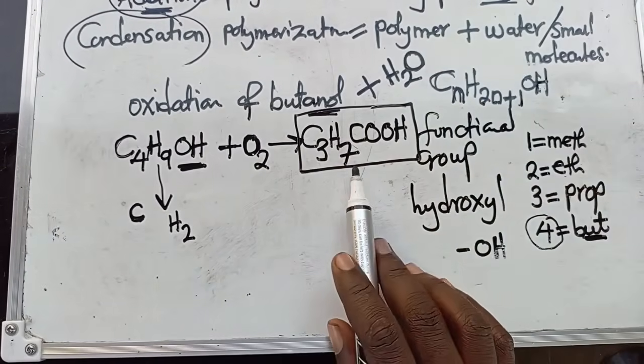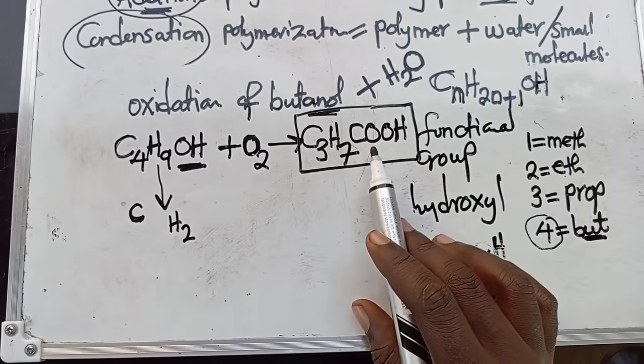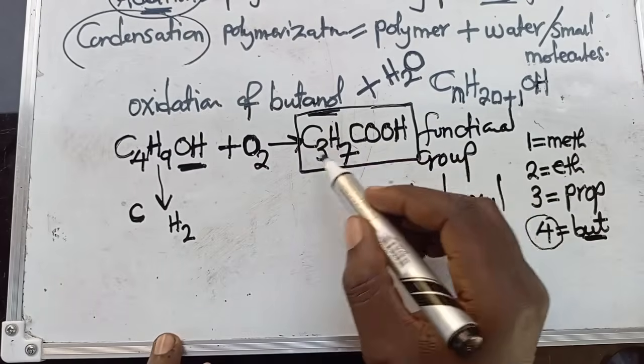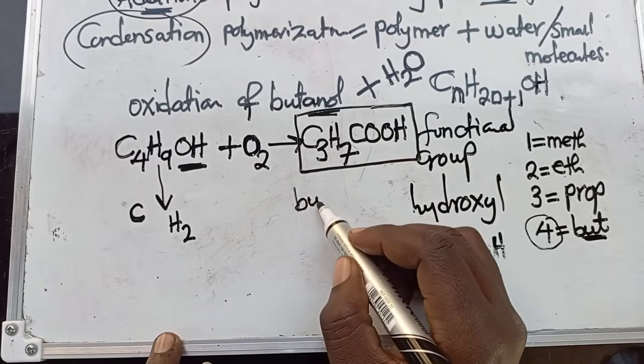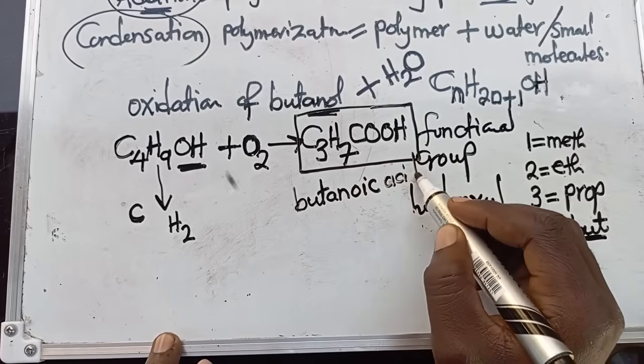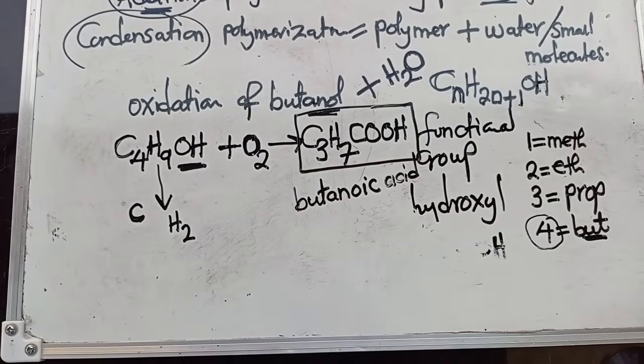So meaning that we've formed this liquid. This is the chemical formula. What is the name of this? This is what we call butanoic acid. So this is the chemical formula. You write it just like that.